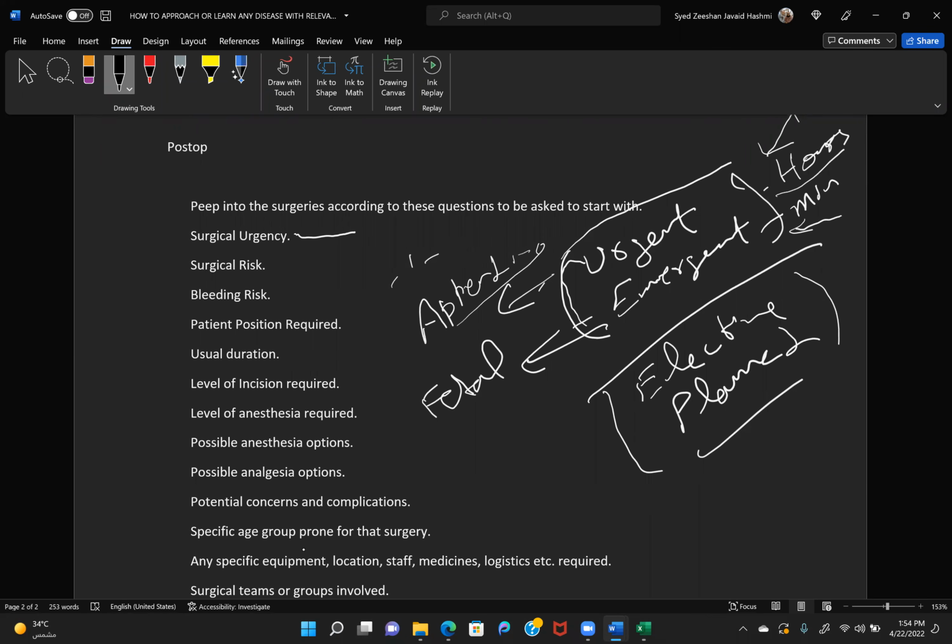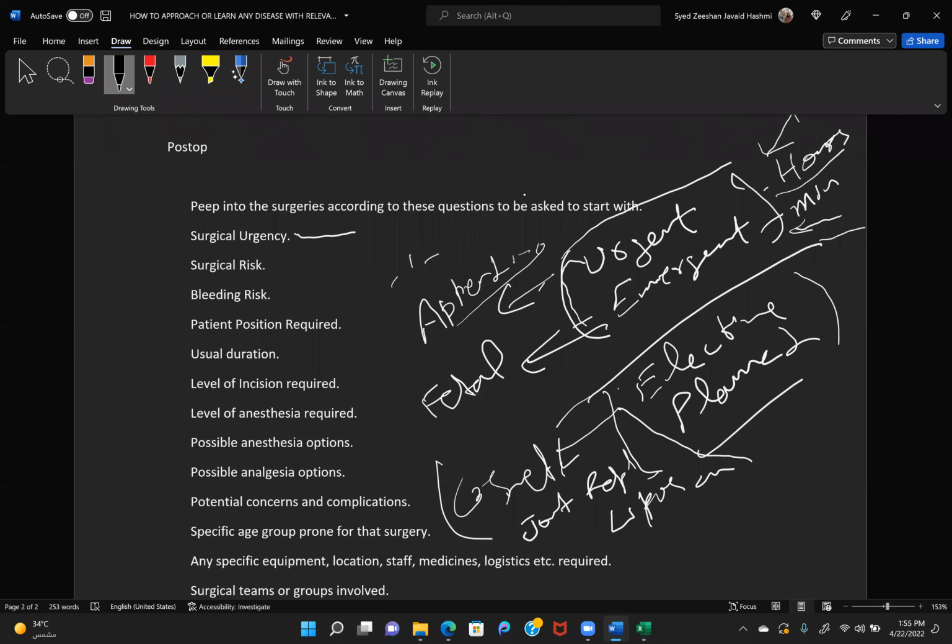So this will be categorized as planned, when we are preparing and optimizing the patient. Listen, planned surgery and elective surgery, like cosmetic surgery, are elective surgery. Joint replacements, liposuction, cosmetic surgery, these are purely elective surgeries. And what about cholecystectomy?